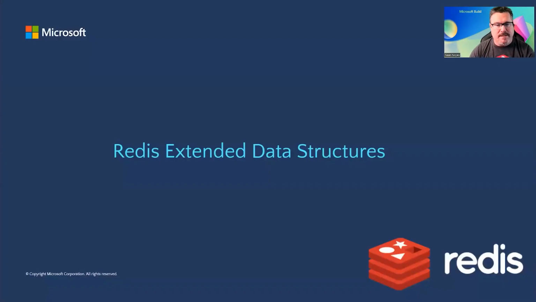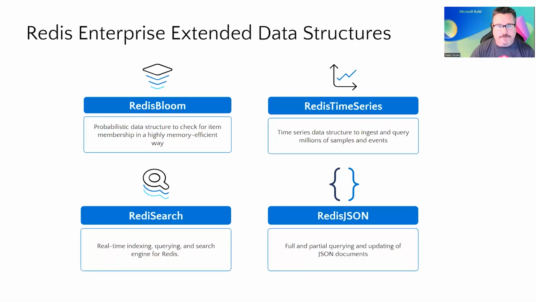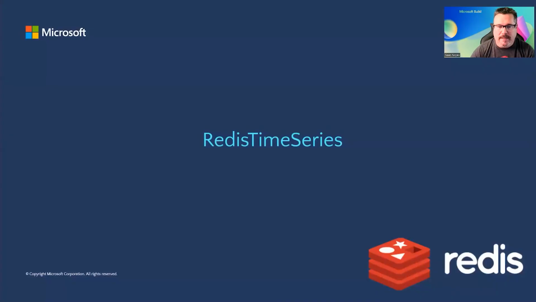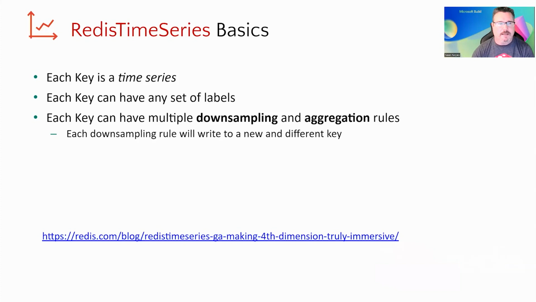So now let's get into the Redis extended data structures, or modules as they're called within the Azure portal. There are 4 of them. We have Redis time series, Redis Bloom, Redis Json, and Redis Search. And without any further ado, let's just go into Redis time series and see what that looks like.